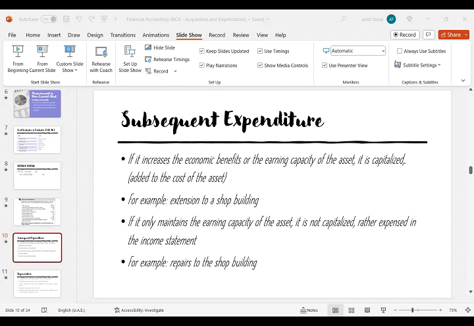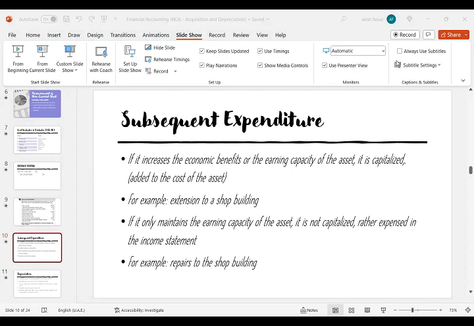But on the other hand, if you are just simply doing repairs to that shop building so that it's in its normal and original condition, in that case, that subsequent expenditure done on the shop building will not be capitalized, and you just have to treat it as an expense in the income statement.